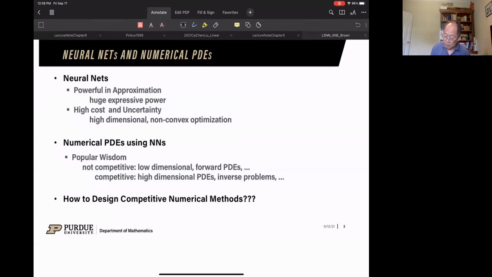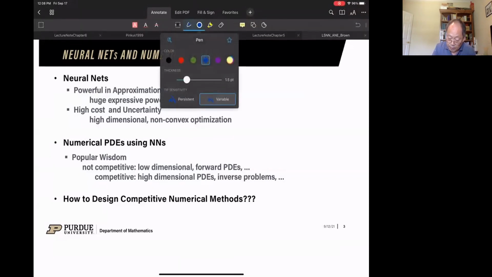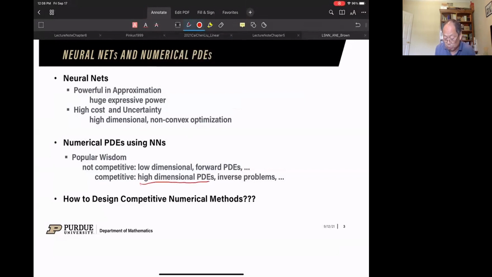Now, of course, a common motivation for people to study neural nets is high dimensional PDEs. This is one of the main motivations. In my view, it's too early to make any kind of positive or negative conclusion on the application of neural nets.